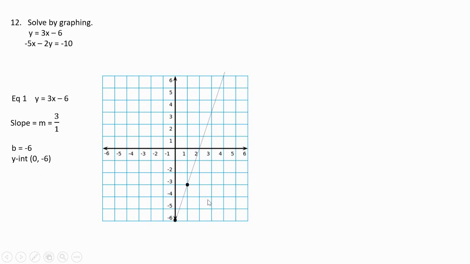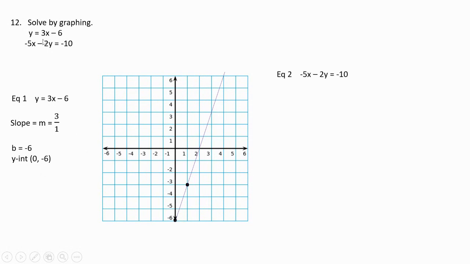And just connect the points, because to draw a line you only need 2 points. But if you continue in the same slope, see, you start again at (0, -6), go up 3, 1 to the right, up 3, 1 to the right. If you continue, guys, it's all the same slope, so the points will be on the same line.